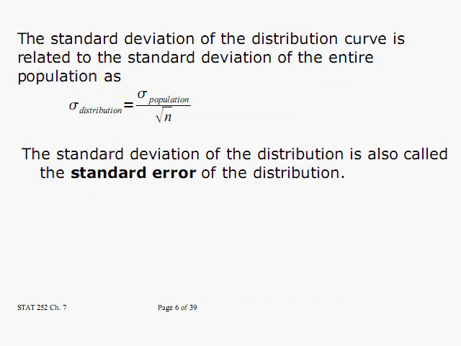The standard deviation of the distribution curve is related to the standard deviation for the entire population like this. The standard deviation for the distribution equals the sigma for the entire population divided by the square root of the sample size. This standard deviation for the distribution is also called standard error.